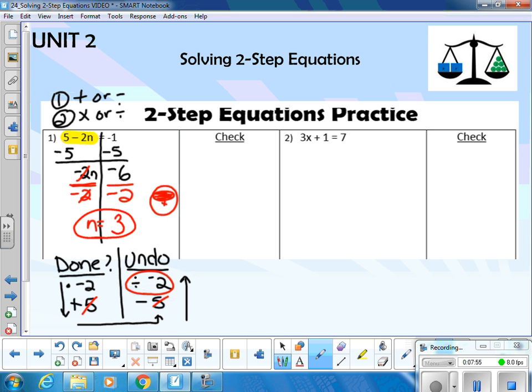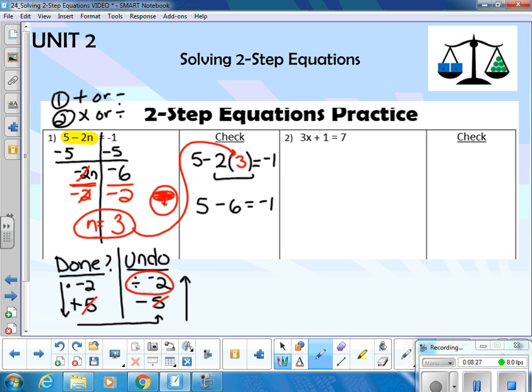So let's check that, and we're going to check it just like we checked it before. Rewrite your problem that you had, but in place of n, I'm going to put parentheses and see if it works out. Now I'm going to take this 3 and plug it in here. Now I have to follow order of operations, so I'm going to multiply first. I have 5, and then I have -2 times 3, which gives me a -6.